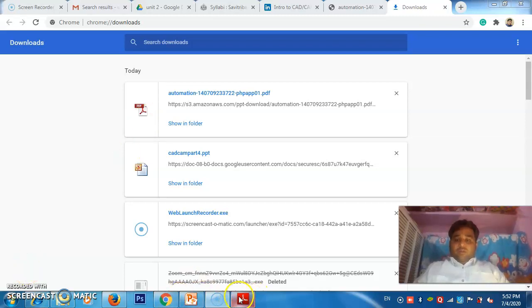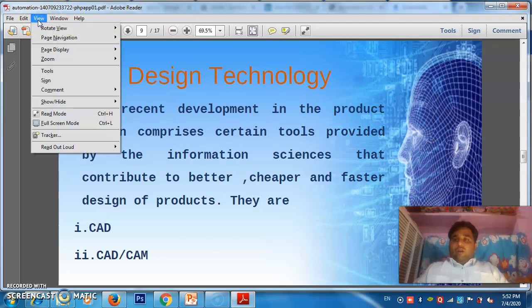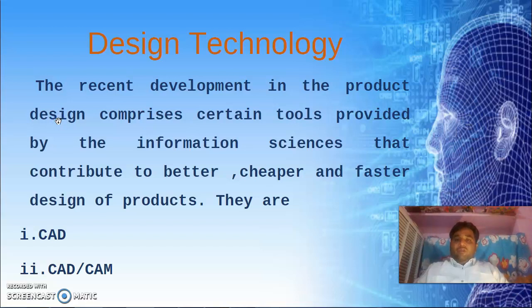Today we are going to conduct a lecture on CAD, CAD/CAM and automation. First and foremost thing in CAD/CAM and automation is the design technology. The recent development in the field of CAD/CAM, or in product design and development, comprises certain tools that use information science and contribute to better, cheaper and faster design of products. They are CAD and CAD/CAM tools.